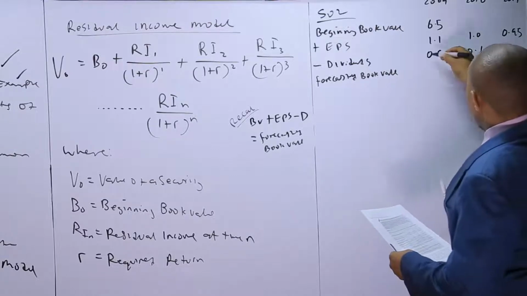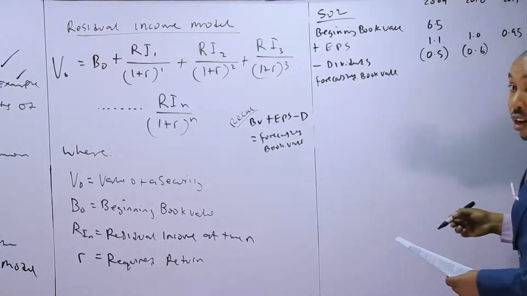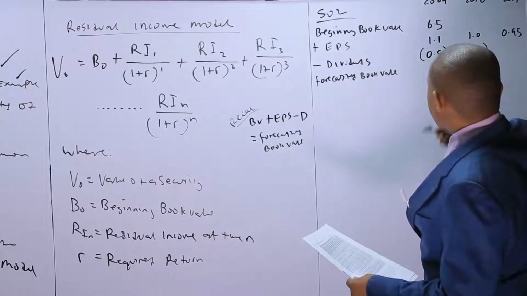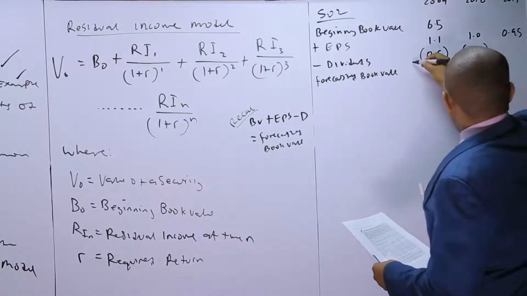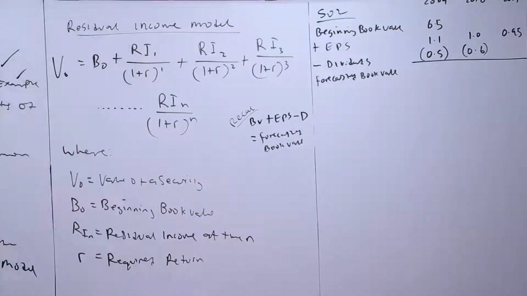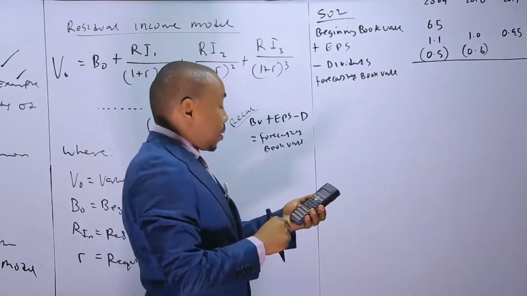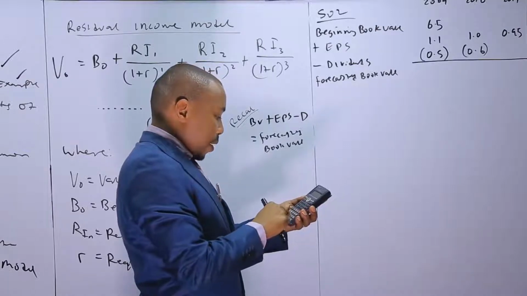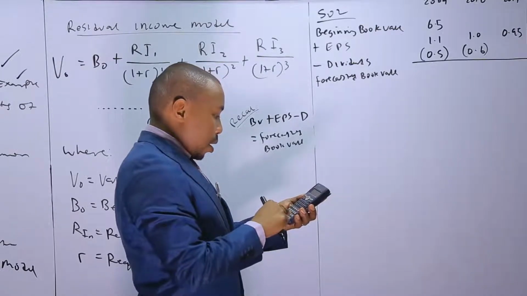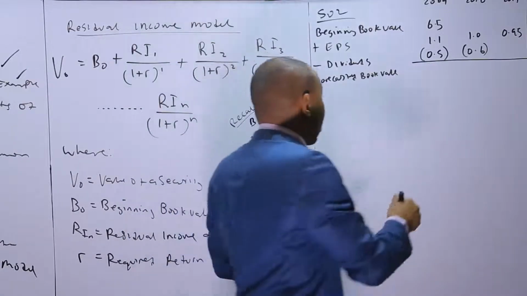0.6, like that. So this should be put in brackets so that we can know that we're deducting that component of dividends. And then how much do we get as the forecasted book value there? So we very quickly compute. We have 6.5, we add 1.1, and then we less 0.5, like that. We have 7.1.